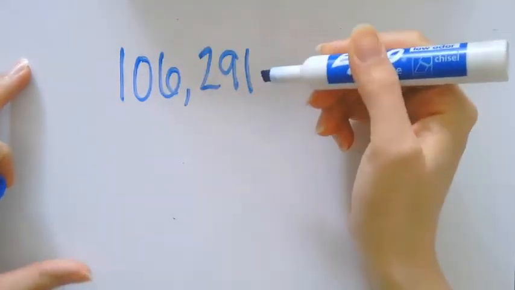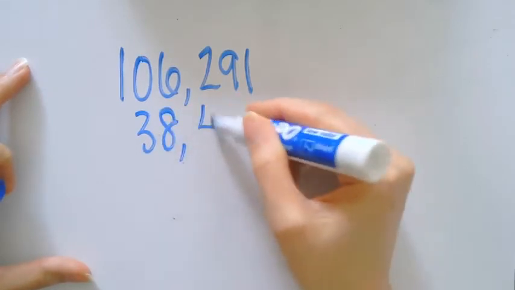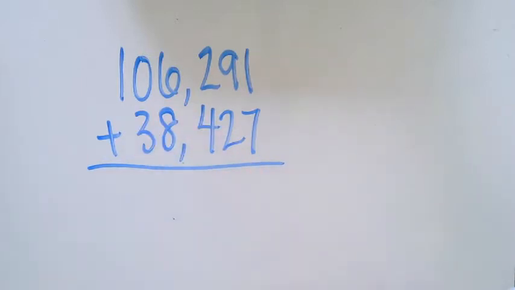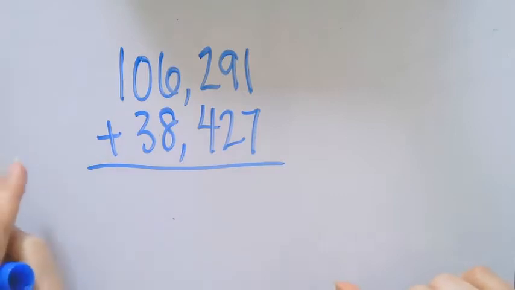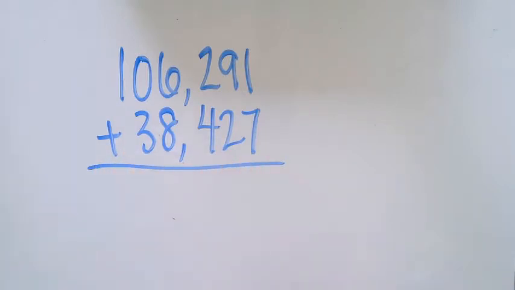This time I'm not going to read it. I want you to try and read this number before I read it out loud. What is that top row? What is that second row? 106,291 plus 38,427. All right, starting with our ones place always.